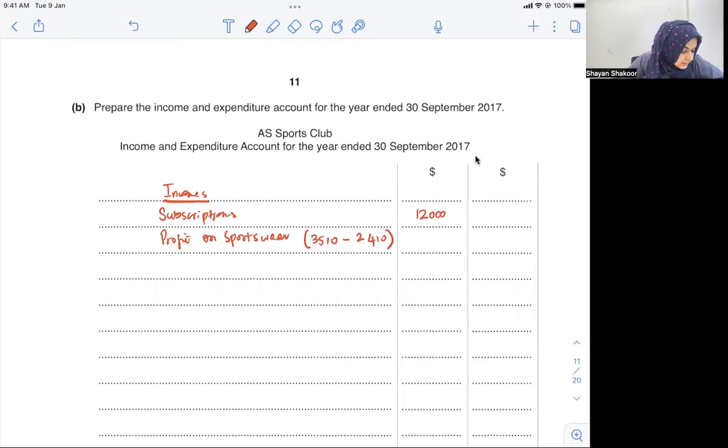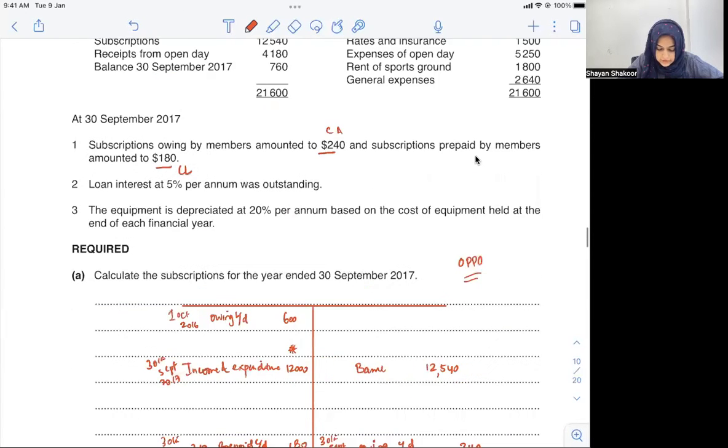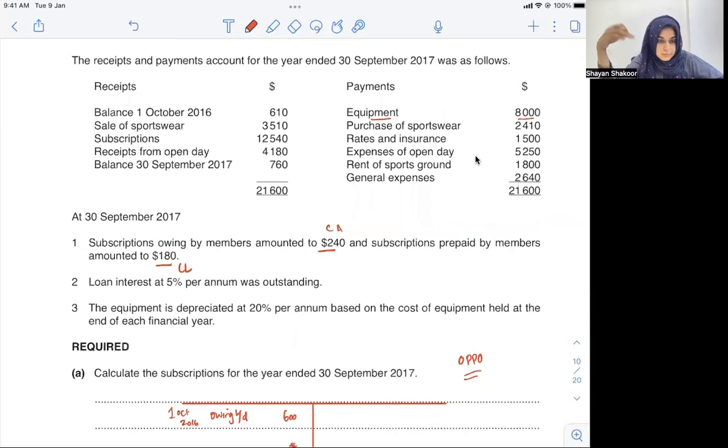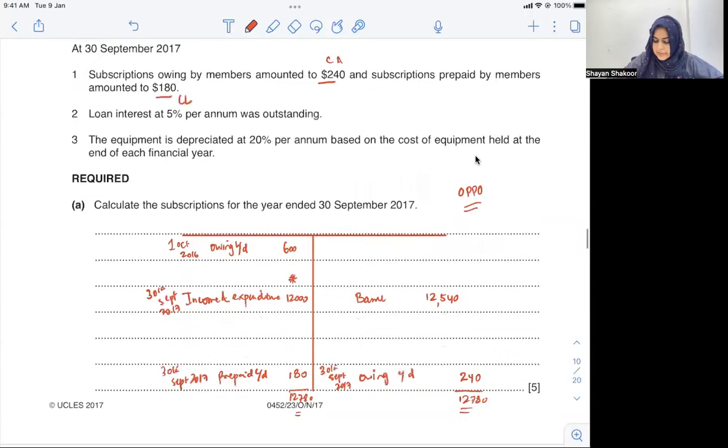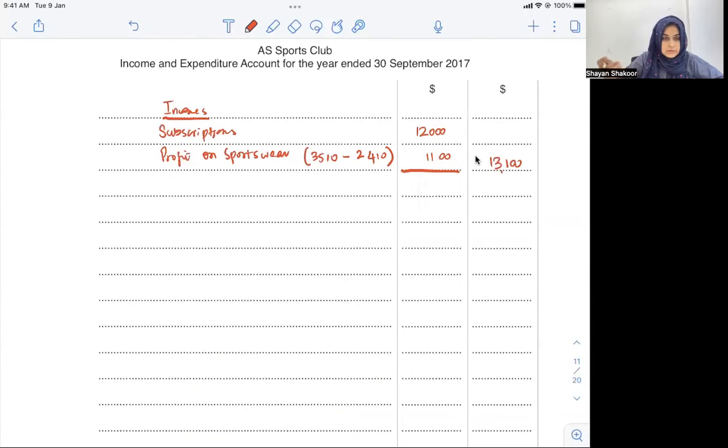And the answer to it comes out to be 1,100. So if you see, the total income here is 13,100, and I know we don't have any other income because if you see the debit side of the bank account, we're making money out of selling sportswear, subscriptions, and receipts of open day. If the receipts were more than the expenses of open day, then we could have treated that as an income. But the case is opposite. So then we write the expenditures here. So we have a loss on the open day.